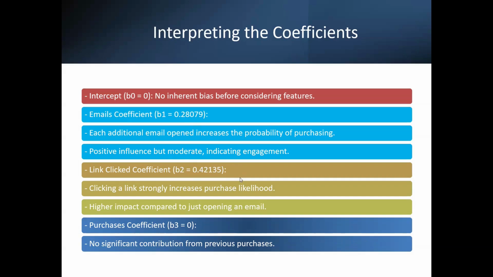Link clicked coefficient B2 equals 0.42135. Clicking a link strongly increases purchase likelihood. Higher impact compared to just opening an email. Because if you see, the emails coefficient is 0.28079, and the link click coefficient, 0.42135, is greater than 0.28. So clicking a link strongly increases purchase likelihood, and it has a higher impact compared to just opening an email.